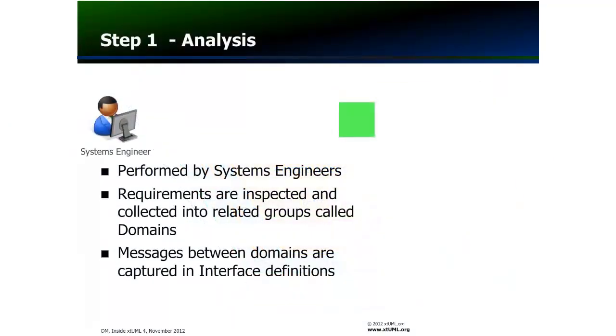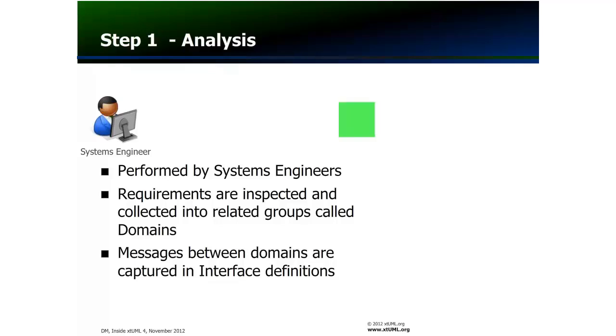Now, let's look at how the xtUML process accommodates these iterations. In the analysis step, system engineers are organizing requirements in an effort to identify the structure of the system and to document the communication between the domains of the system. This is work that progresses until new requirements no longer lead to modifications of either the structure or the communications interfaces. It is at this point that Step 2 is able to proceed.